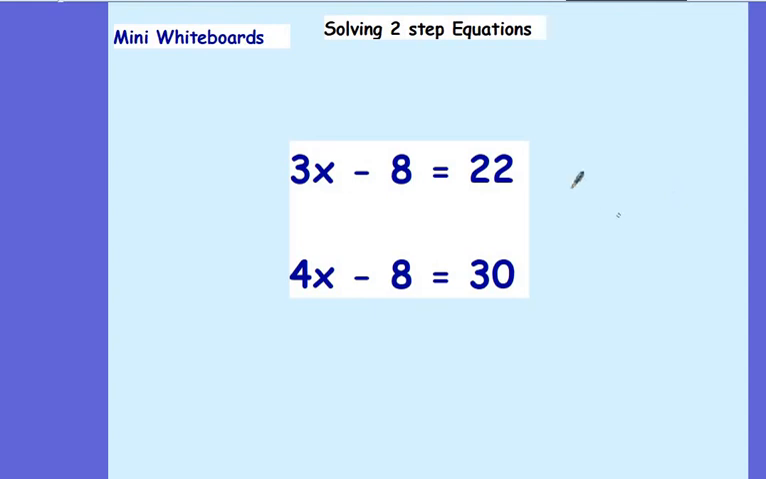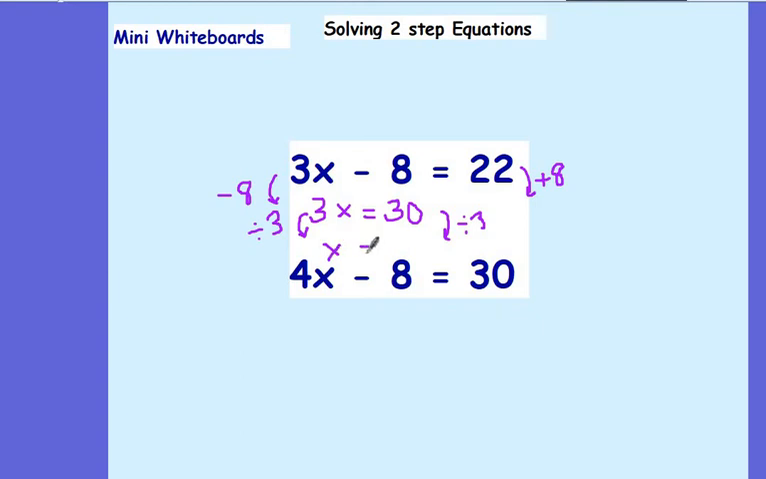Right, let's go through it. The first one, my first step is going to be to add 8 to both sides. To get rid of this subtract 8, so we're just left with x's. That leaves me with 3x equals 30. I then divide both sides by 3, which leaves me with x is equal to what, Mia? 10, great.